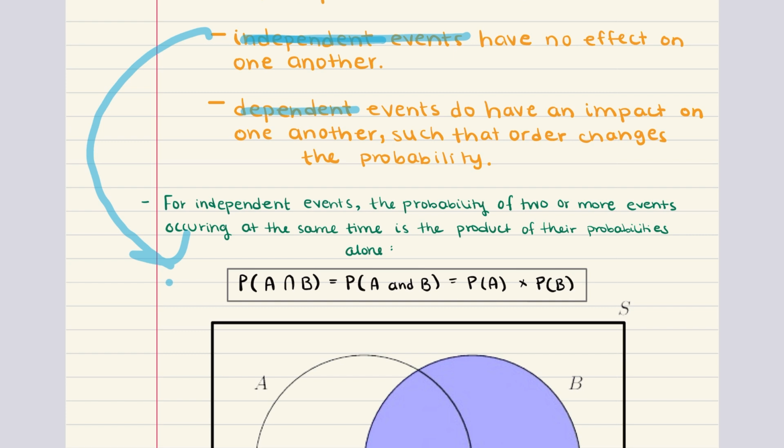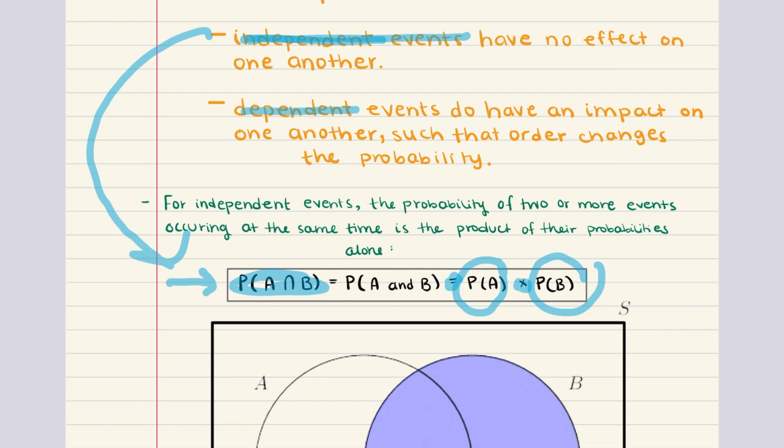Mathematically, that's written in this way. So this expression states that the probability of both events A and B occurring together is equal to the product of the probability of event A occurring and the probability of event B occurring.